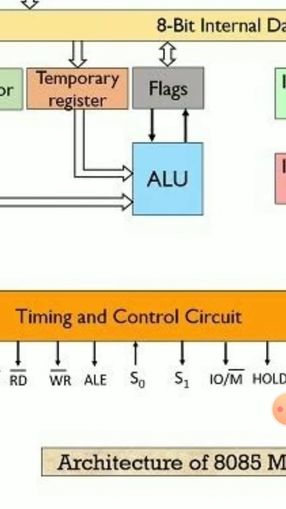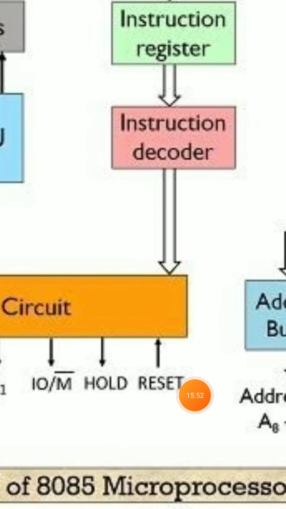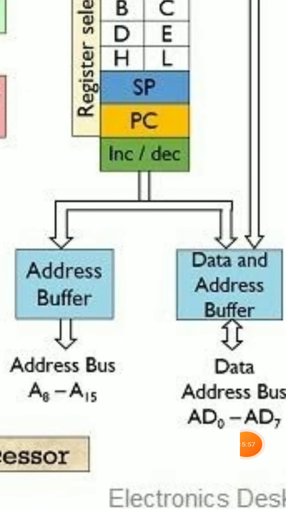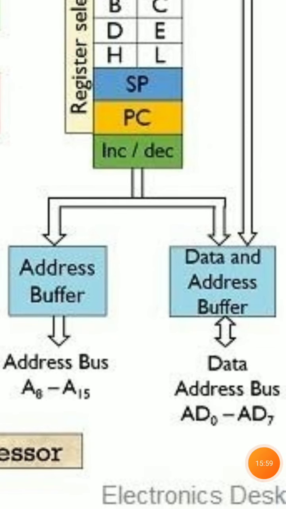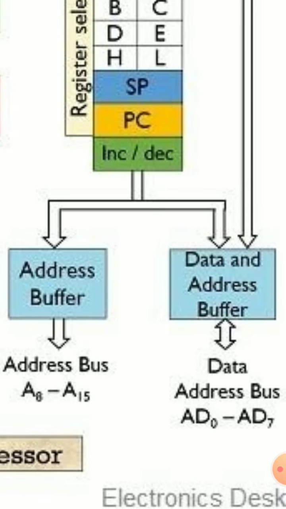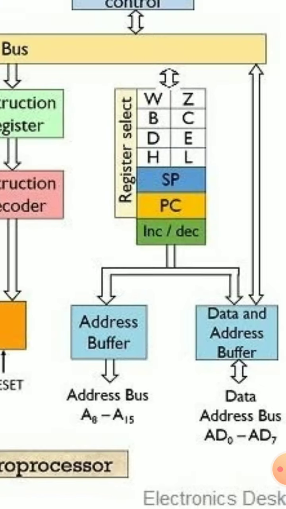If ALE is equal to 0, it will act as the data bus. If ALE is equal to 1, it will act as the address bus. That is the speciality of the ALE signal, right? So that is AD0 to AD7. Then the address buffer is separate. The higher order address bus is always available, that is A8 to A15. So this multiplexed address and data bus is separated by using the ALE signal.